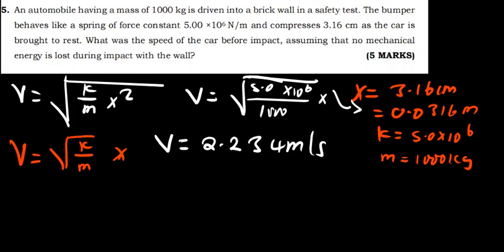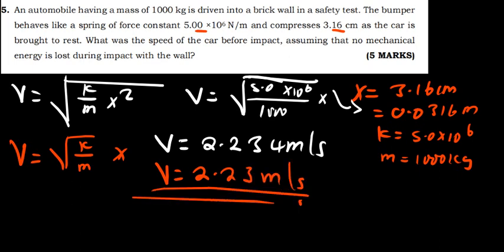Now what you are going to follow here, all these things were in 2 decimal places. So I'll leave the answer in 2 decimal places, 2.23 meters per second. That's the velocity before the impact. Okay. So that is it for question 5.